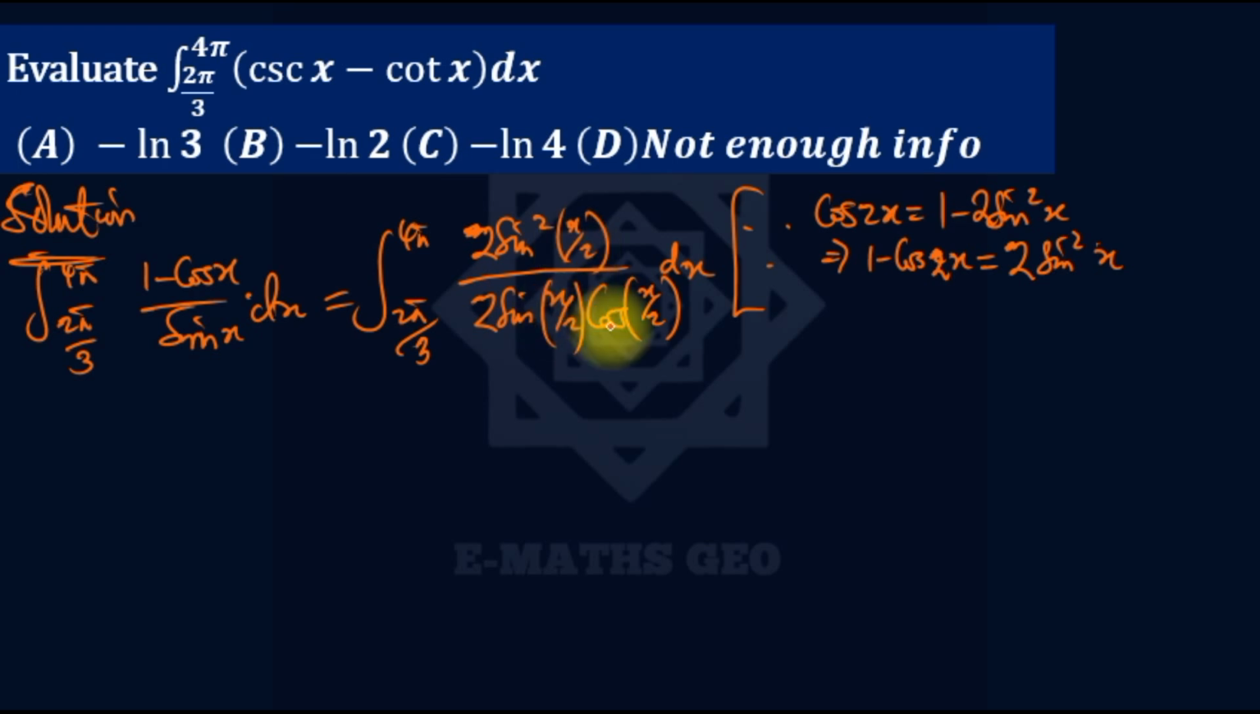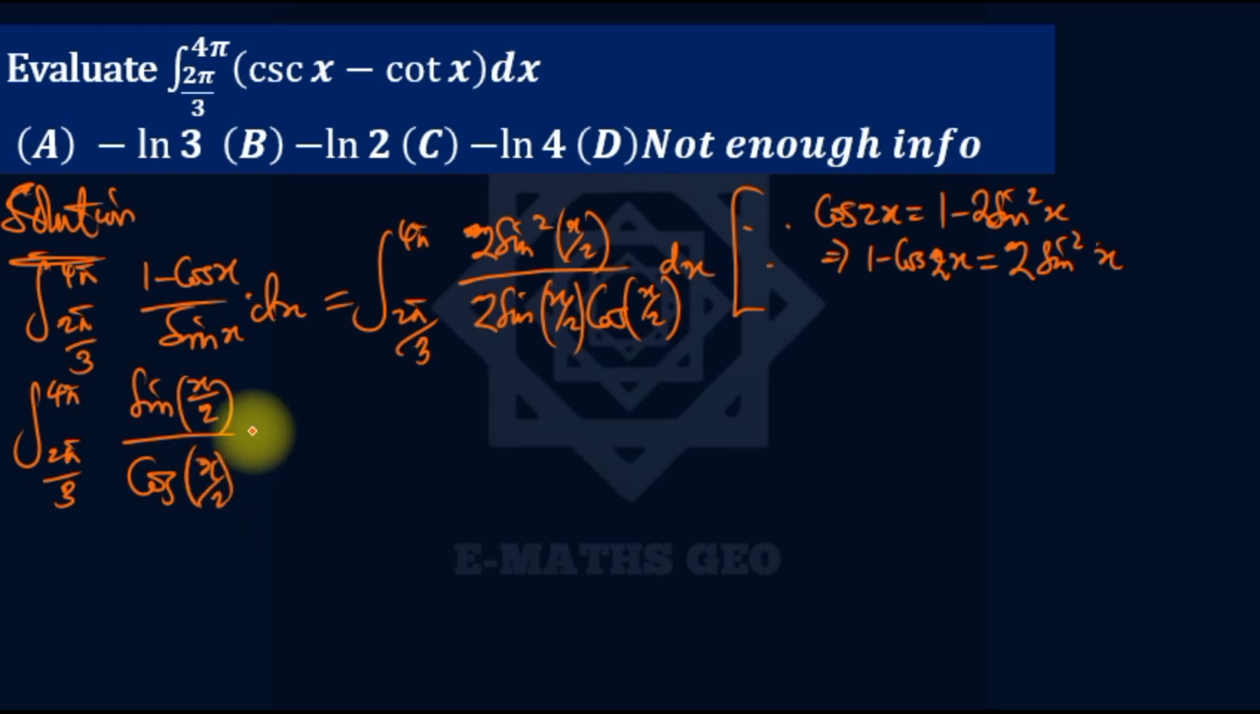And from our half angle identity, if we reduce this, it is equal to sine half x over cos half x, because one of the sine half x cancels, so we are left with 1 up. And again, if you differentiate cos, you have minus sine. So I will use this property.